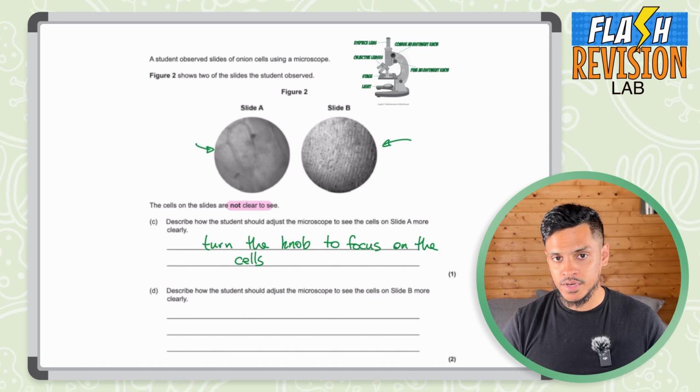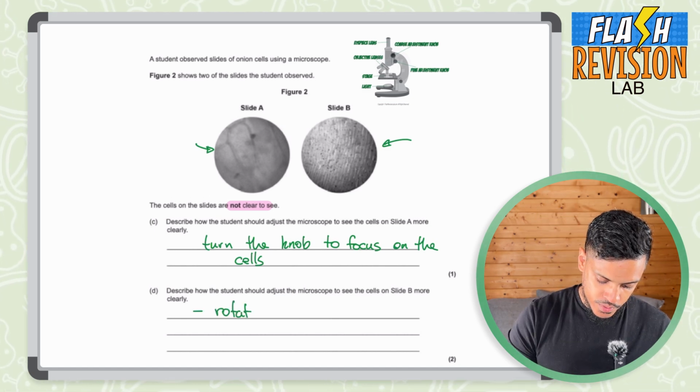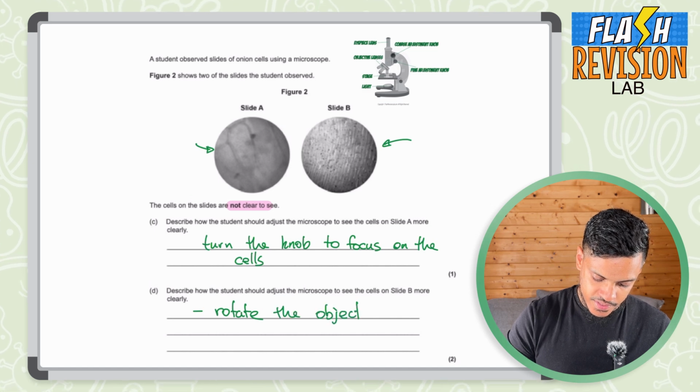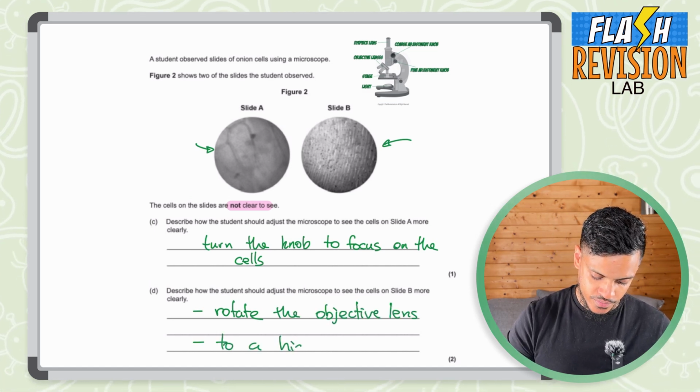That's how we get 2 marks here. You mentioned both of those points. So first point is to say, rotate the objective lens. And for the second mark, you say to a higher magnification. And that's it.